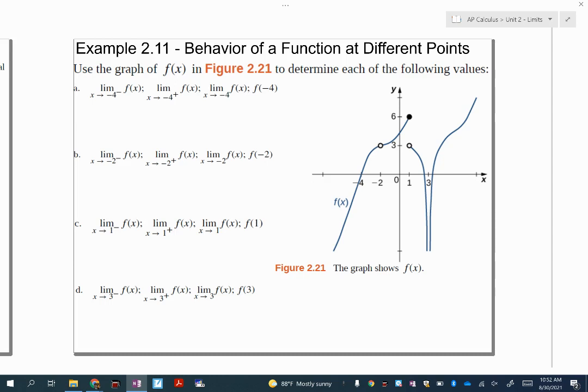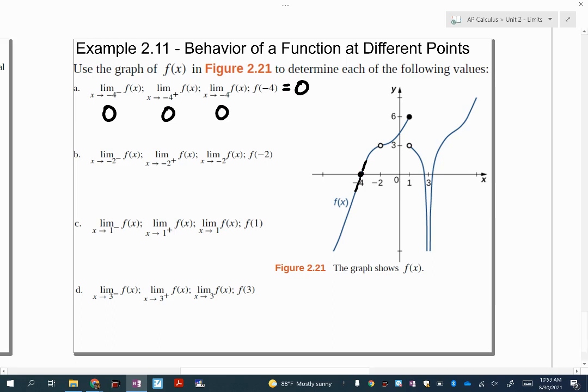So let's start with the first one. As you approach negative 4 from the left and from the right, you'll notice that we're approaching 0. So this one is 0, this one is 0, and if they match, then your limit as x approaches negative 4 of the function is also 0. Now, if you plug in negative 4 into the function, your y value is 0. Those all happen to be the same. That won't always be the case.